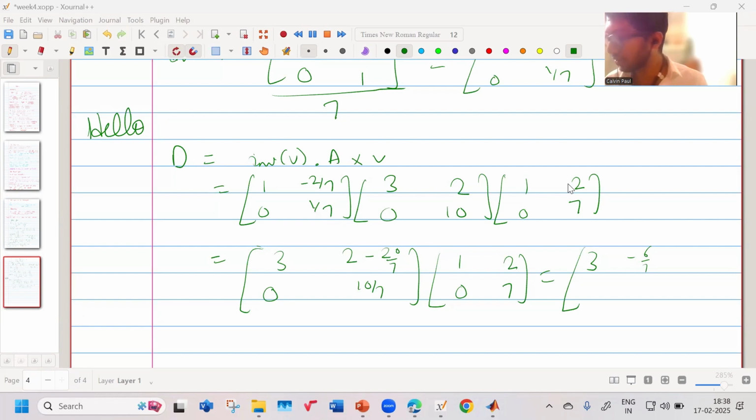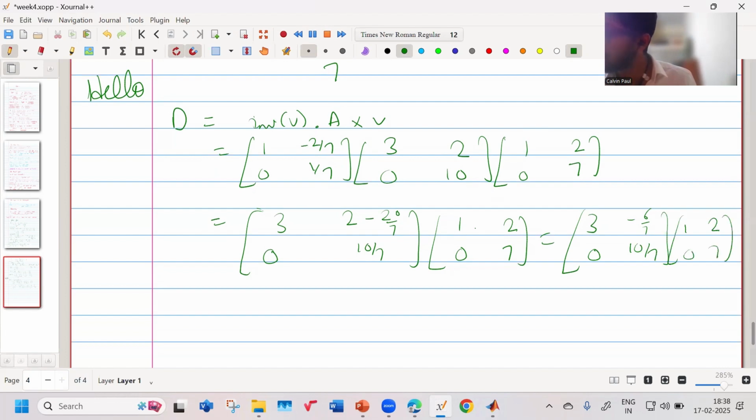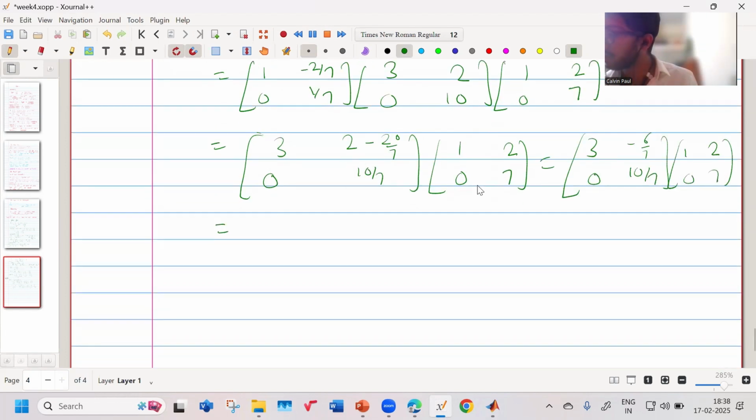Okay, so this is the matrix we are getting, right? So it is 3 minus 6 by 7, 0 and 10 by 7, right? into 1, 2, 0, 7. So when you multiply this even further, what you will get: 3 into 1 is 3 and minus 6 by 7 into 0 is 0. Then 3 into 2 is 6 and minus 6 by 7 into 7 is minus 6. So 3 into 6 minus 6. 0 into 1 is 0 and 10 by 7 into 0 is 0. And 0 into 2 is 0 and 10 by 7 into 7 is 10. So this matrix actually comes out to be 3, 0, 0, 10.